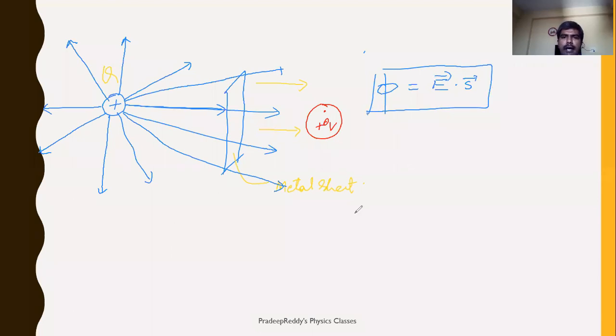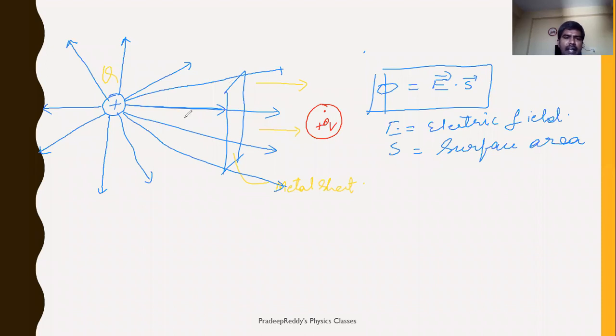Electric flux is defined as E bar dot S bar, where E bar is the electric field of this plus Q charge, S bar is the surface area of the sheet which you are taking. So if it is a triangular sheet, you will take the surface area of the triangular sheet. If it is a rectangle, then the surface area of that rectangle. If it is a square, then you will be taking the surface area of that square. Here E is equal to electric field and S is equal to surface area. Remember, it is not volume, it is area.